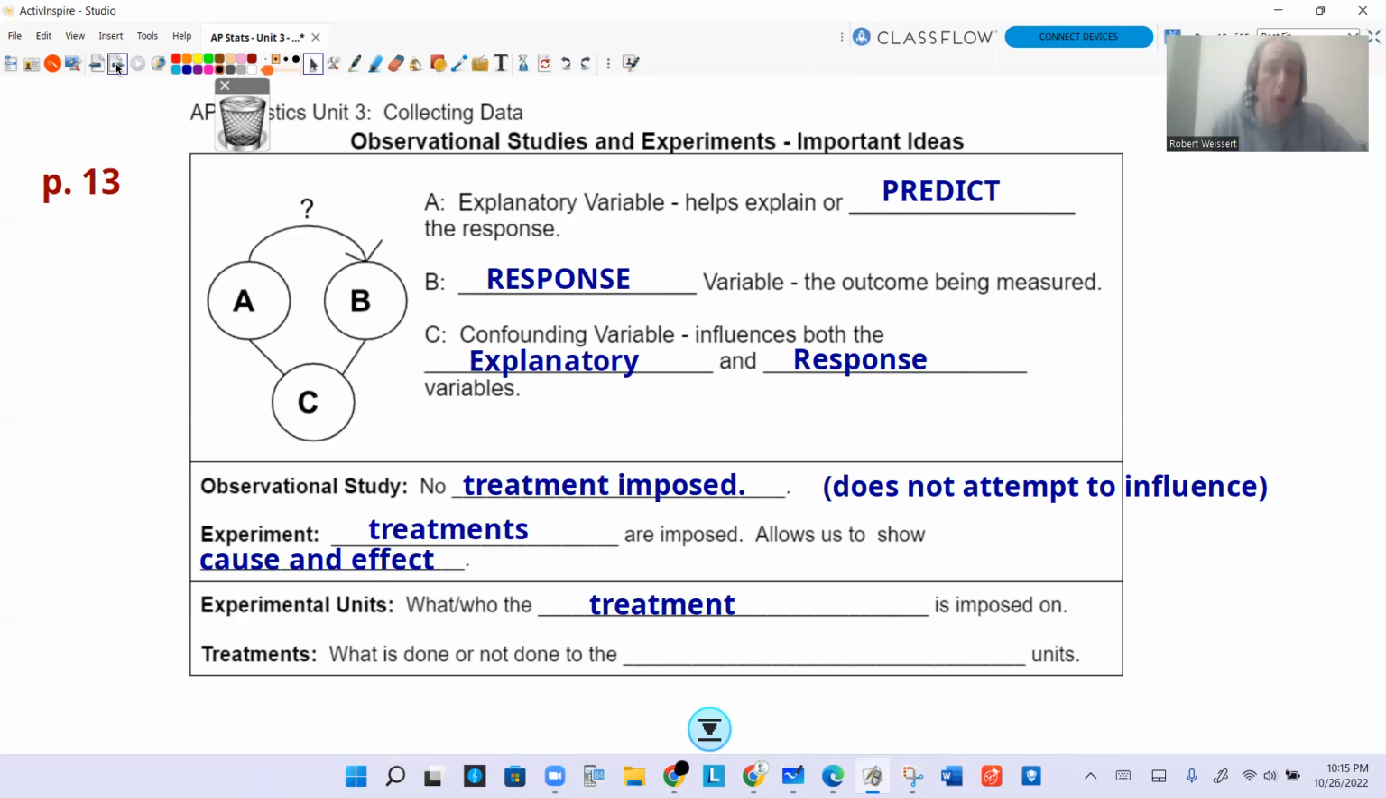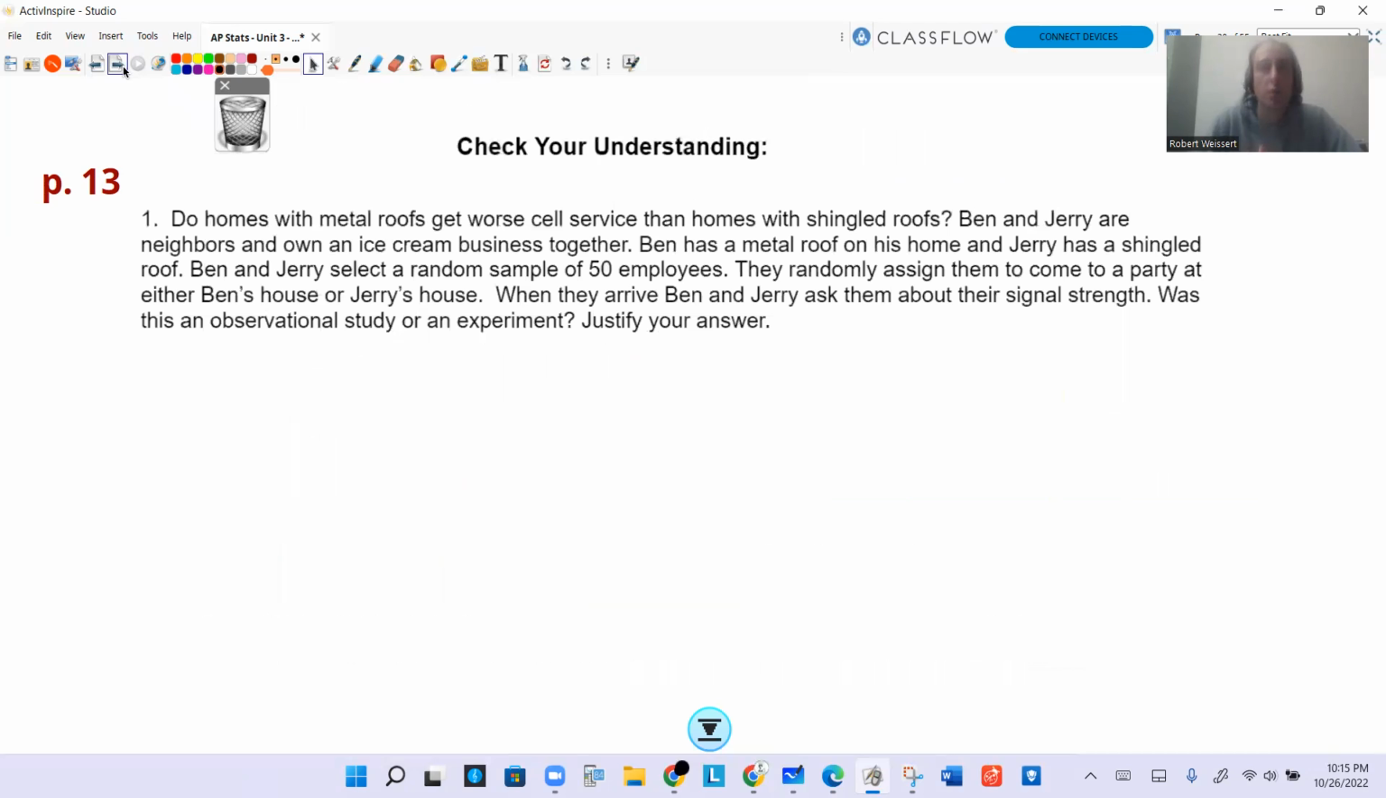Experimental units, who the treatment is imposed on, a lot of times it's people, but it can be animals or anything, objects. Treatments are what is done or not done to the experimental units. So that's just kind of a baseline for experiments. We'll get a little bit more into it in the next part of the lesson. So let's get on to the check your understanding. Pause the video, read through the check your understandings, and see if you can answer all the questions. Once you've unpaused it, then come back and we'll go over the solutions.